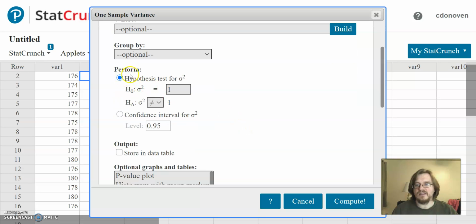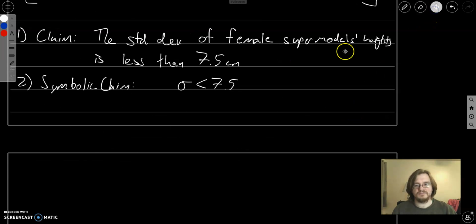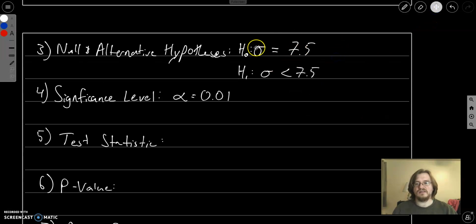And then this is asking us to perform a hypothesis test for sigma squared. But sigma squared is in fact the variance, and we want the standard deviation. But there isn't an option to change this. So we're just going to have to translate everything into variance. So if we come back here, the null hypothesis here is that the standard deviation is equal to 7.5.